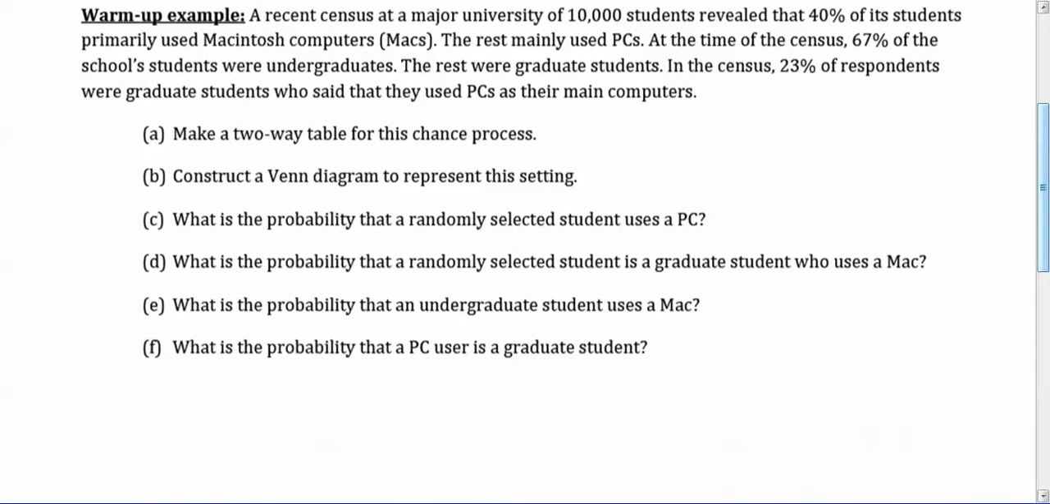So the example is about students at a particular university and the kinds of computers that they use, and whether they're undergraduate or graduate students. So parts A and B, depending on how you set up your table and your Venn diagram, it could look pretty different from mine, but the numbers in your representations should be the same.